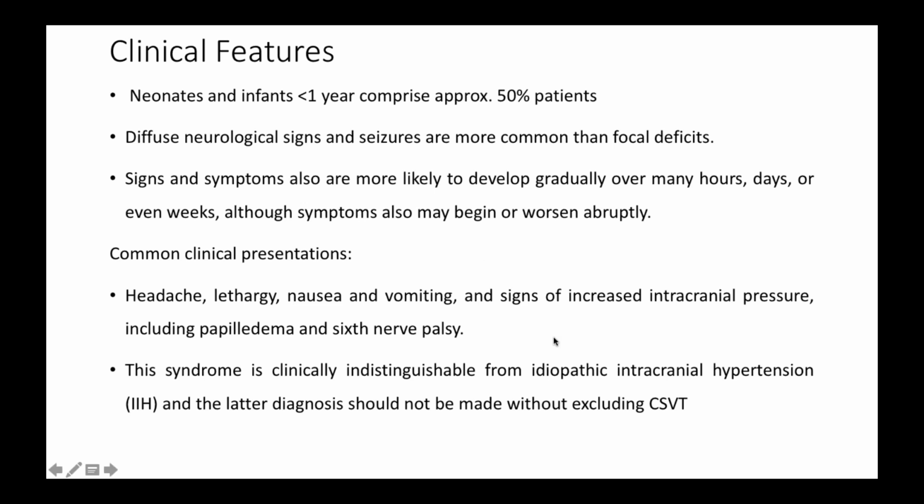Now, what are the clinical features? Please remember again that it occurs mostly in infants and neonates, and they constitute around 50% of patients. Mostly there are diffuse neurological signs, and focal deficits are not that common as seen in AIS. They are more likely to develop gradually. Like in the AIS, there was an acute or hyperacute presentation, whereas this is usually a gradual presentation, and the symptoms may worsen abruptly.